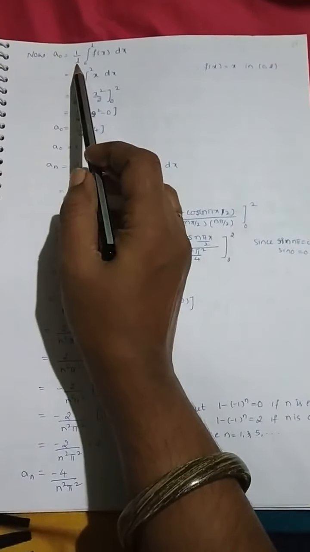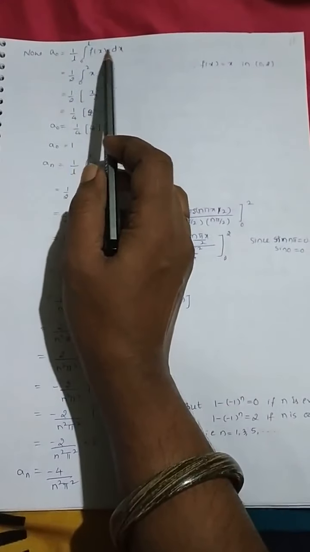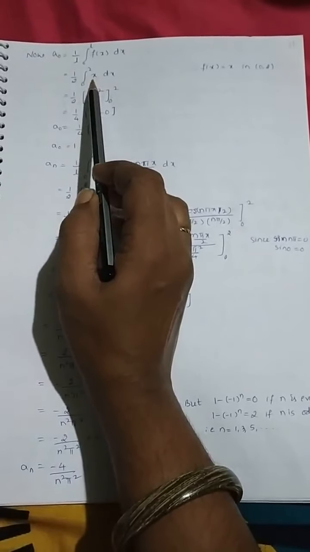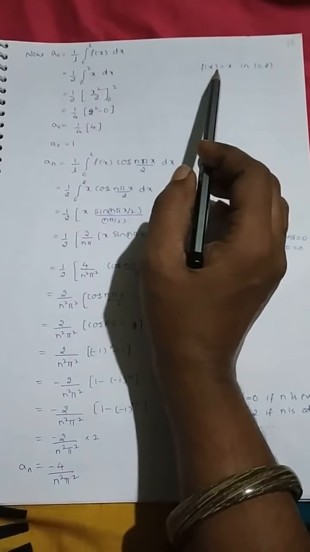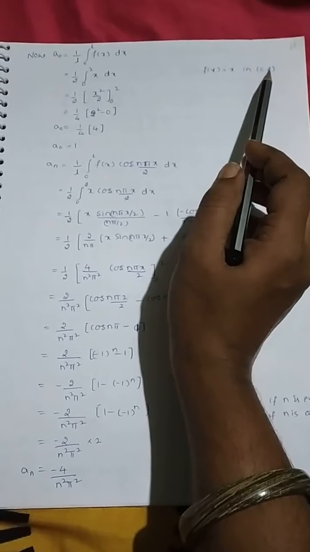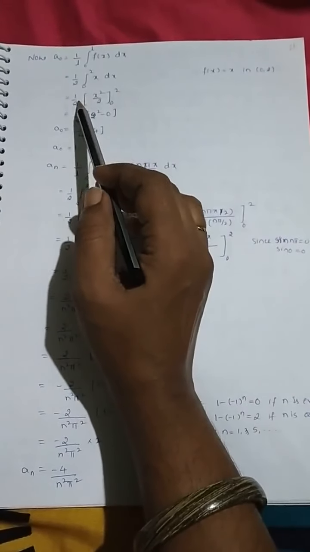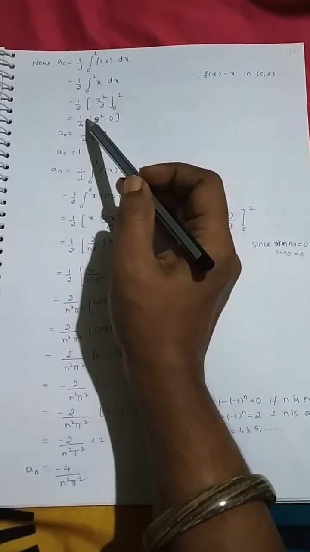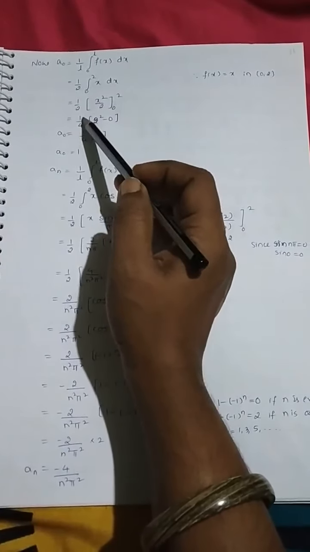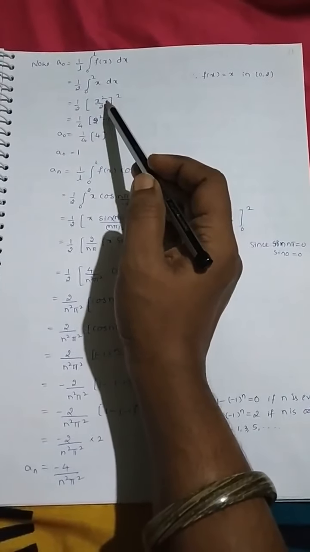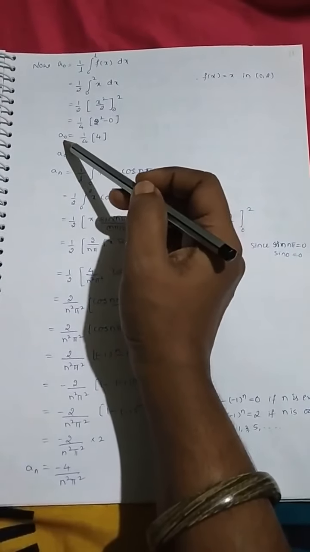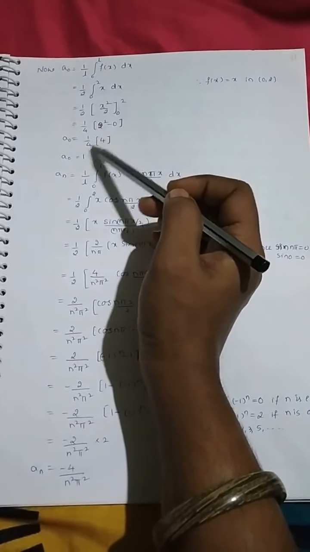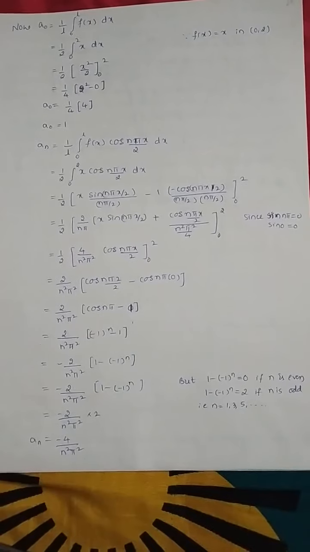Now a0 equals 1 by L integration 0 to L f of x dx. That is 1 by 2, integration 0 to 2 of x dx. Why have we chosen x? Because here f of x equals x in the interval 0 to 2. 1 by 2 into bracket, integration of x is x square by 2, 0 to 2. Next this 2 taking outside, that is 1 by 4 into bracket 2 square minus 0. a0 equals 1 by 4, 2 square is 4. Here 4 gets cancelled, a0 equals 1.